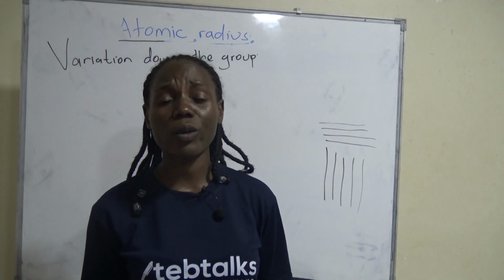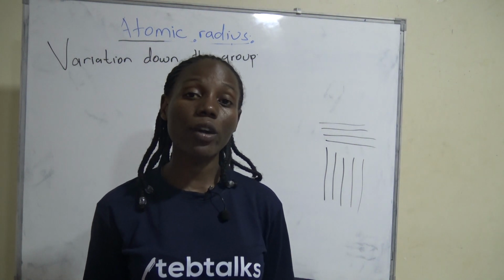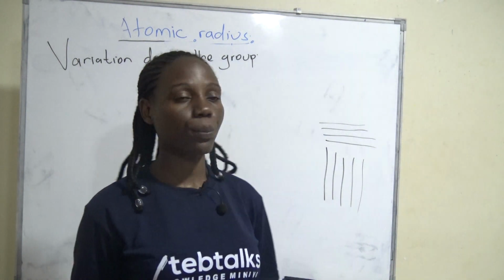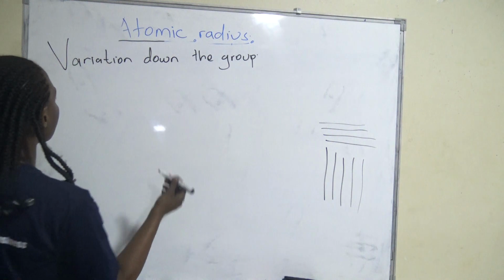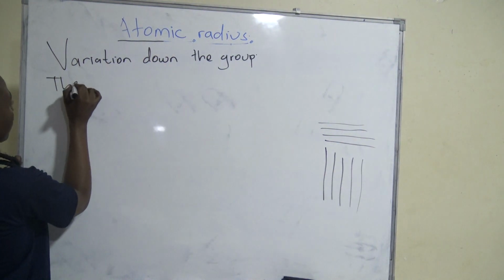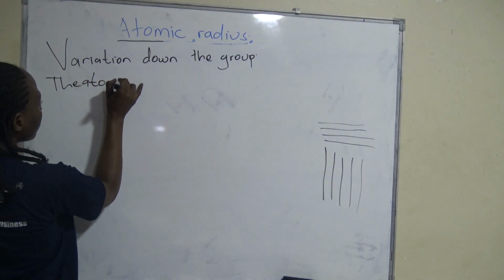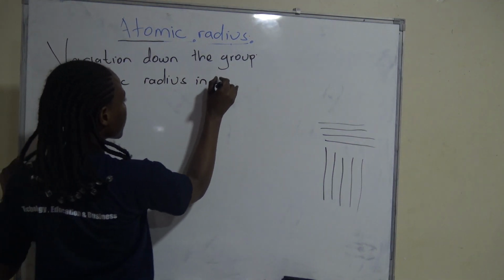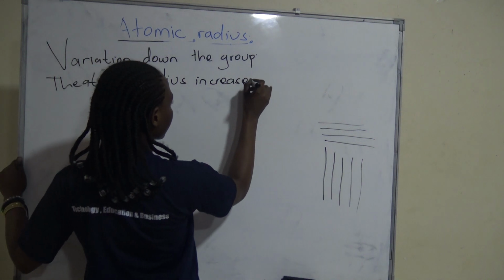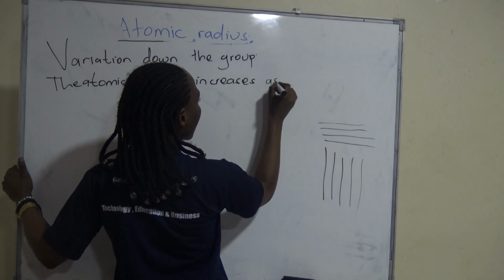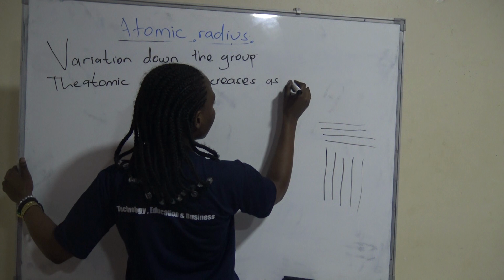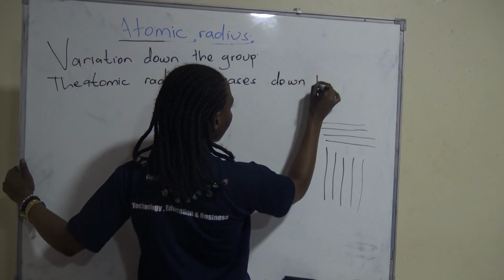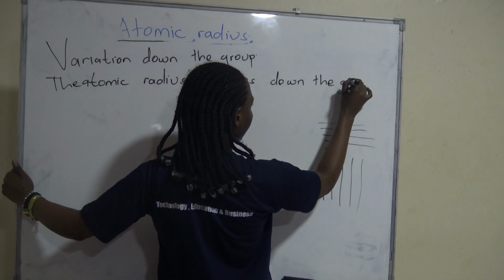And why is it that we have the atomic radius increase as we move down the group? Let's first write: the atomic radius increases down the group.